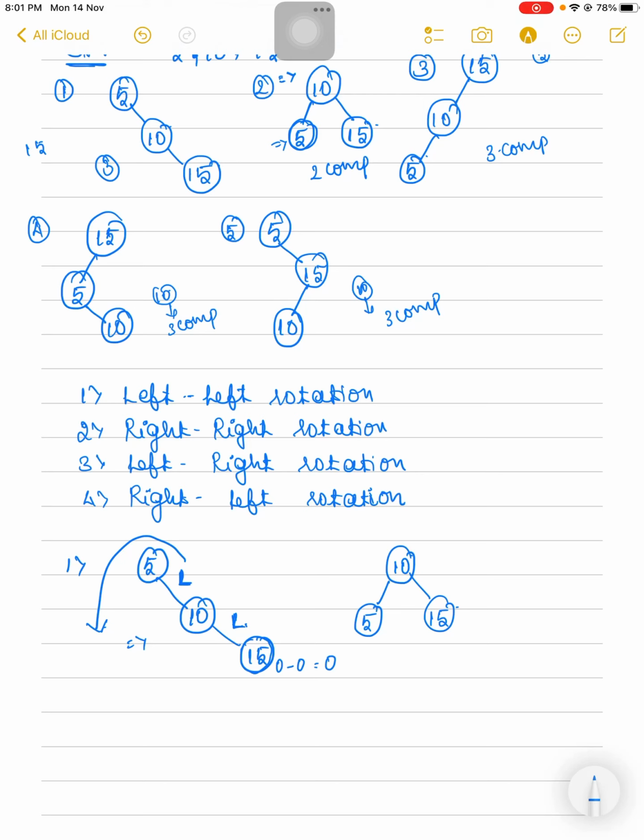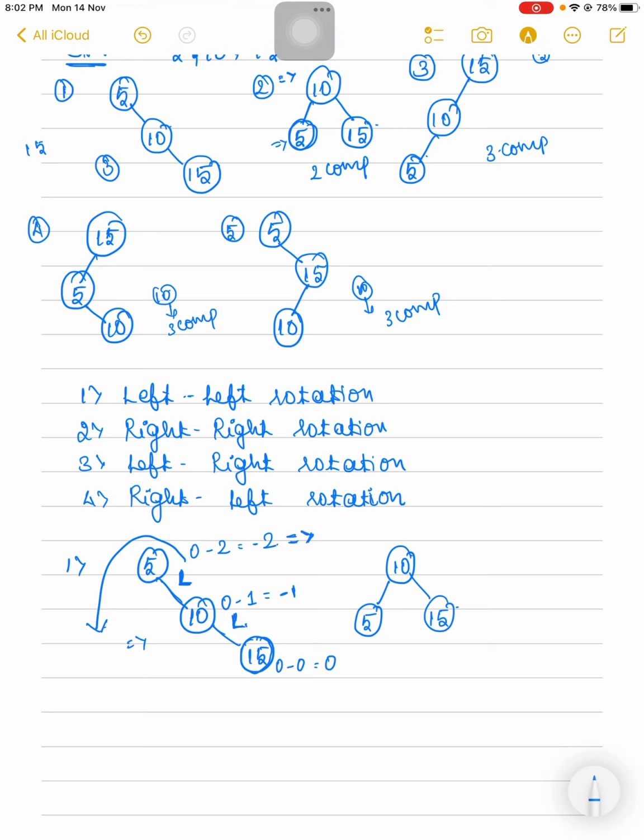When it comes to 10, height of left minus right: there is no left subtree for the node 10. When it comes to right, there is 1, so the height of the right subtree for 10 is 1. The balancing factor is minus 1, which is again balanced. For the node 5, there is no left subtree, so it is 0. The height of the right subtree is 2. So 0 minus 2, minus 2. The balancing factor for the node 5 is minus 2, which is not balanced.